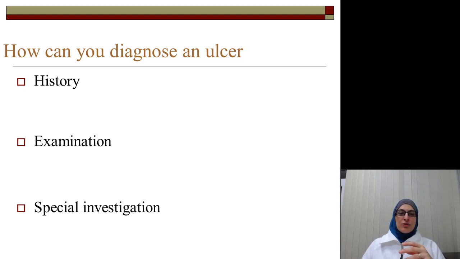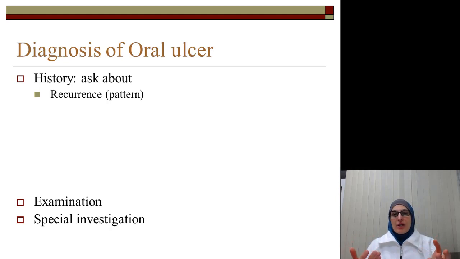In the history, you need to know what to ask. What are the questions that you should ask the patient to make a diagnosis? The first question is about the recurrence of this ulcer. Is it the first time you had this ulcer? Have you ever had it before? If it is recurrent, how often does it recur? Is the recurrence associated with certain changes in your body, for example eating certain types of food, or maybe a special time of the period cycle, like before or during the period for females?